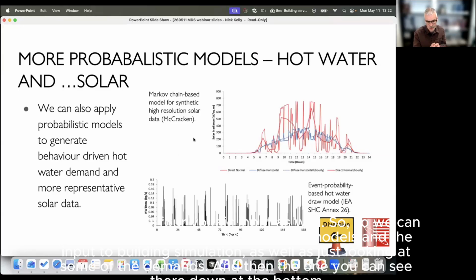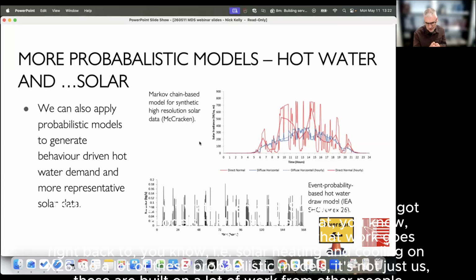And then the one you can see at the bottom is hot water demand. Again, we've got probabilistic models that estimate hot water demand, and that work goes right back to IEA Solar Heating and Cooling Annex 26. So a lot of these probabilistic models, it's not just us, are built on a lot of work from other people elsewhere.